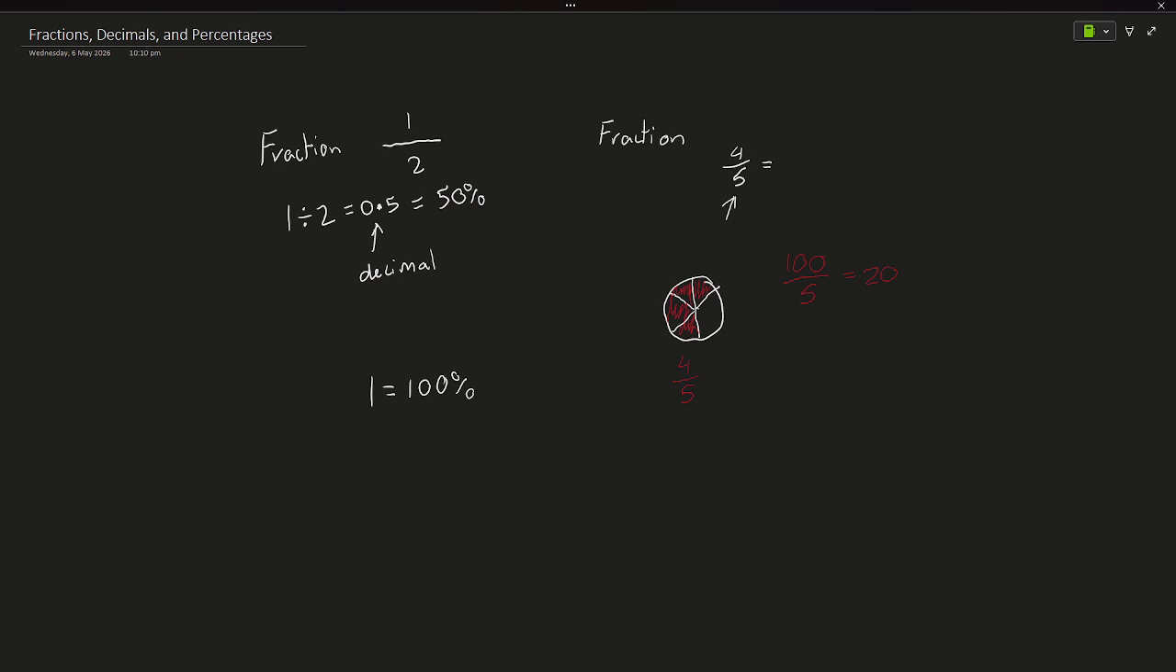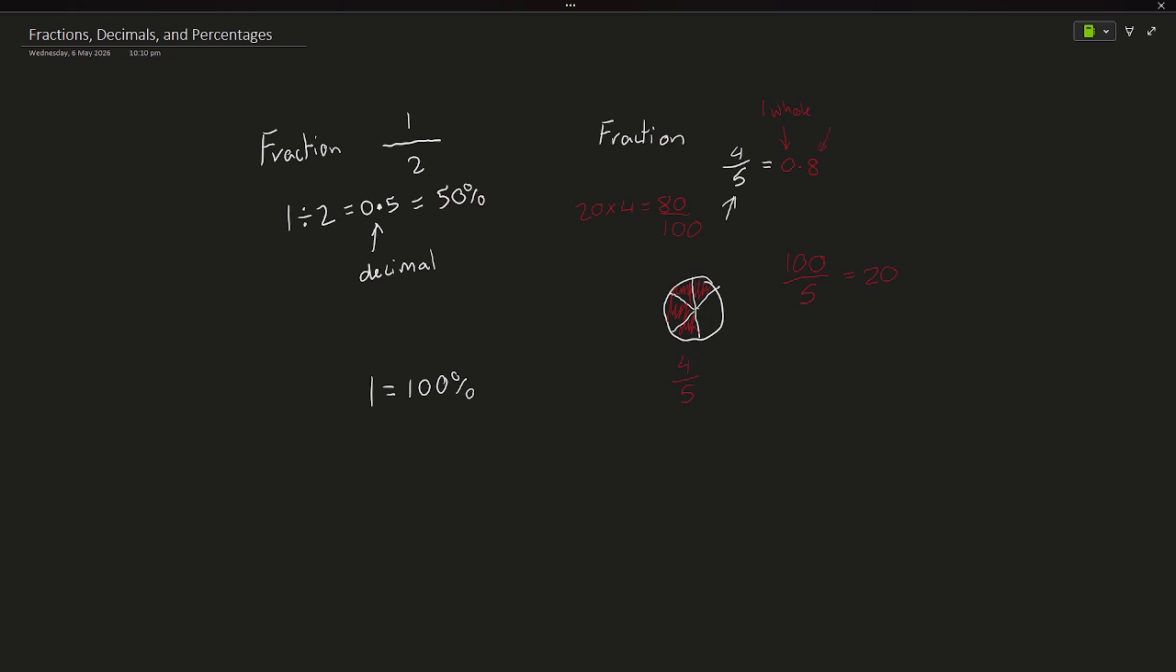So that means it's 20. So if we do 20 times 4, that equals 80. So that means we have 80/100. So we could call that 0.8, because remember, this equates to 1 whole.